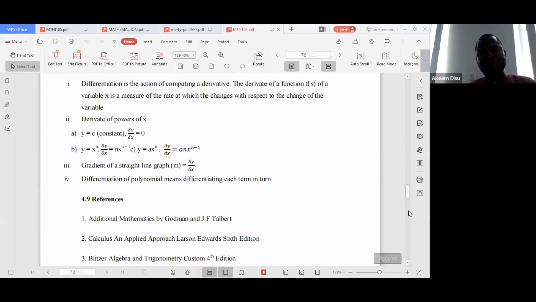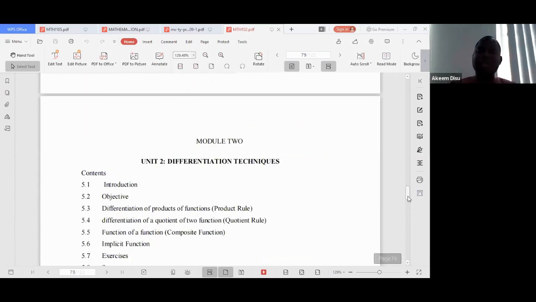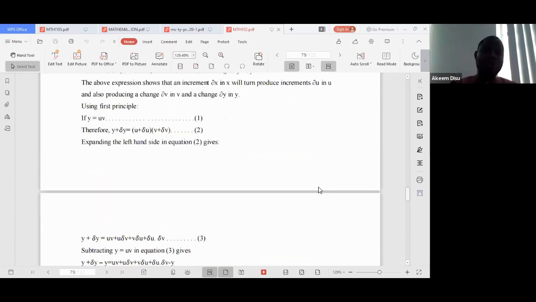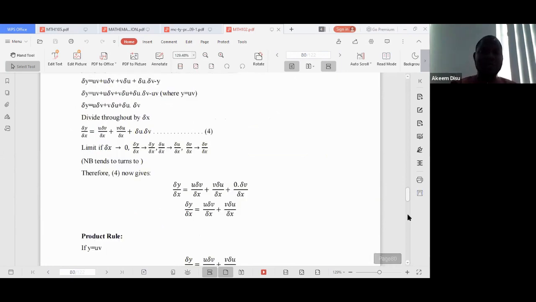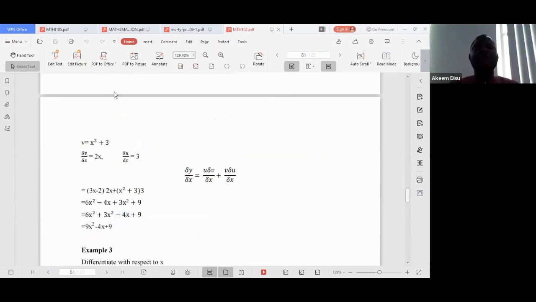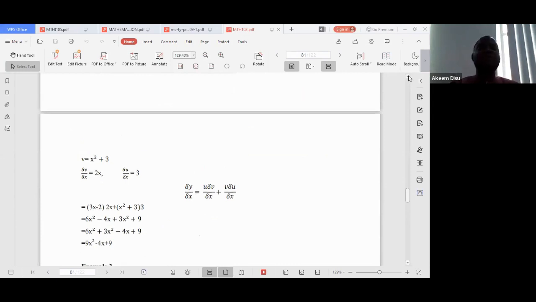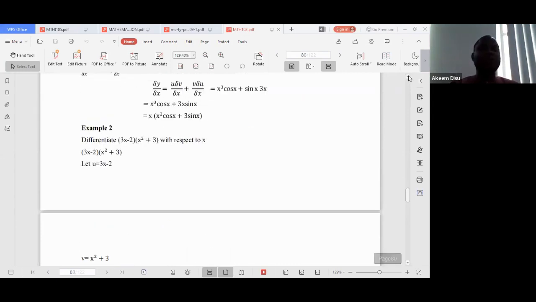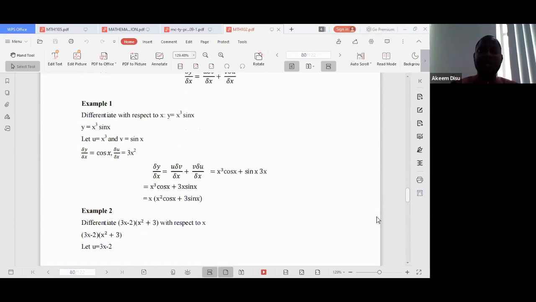Let's go to where we are. We are at Module 2, Unit 1. We proved this today. Then we prove it up to this, and you can see that we have the same answer. Let's solve the upper one together so that we can all see how we are solving problems using the product rule.